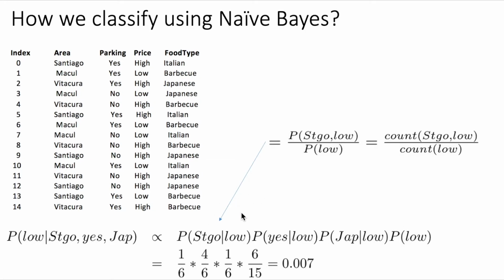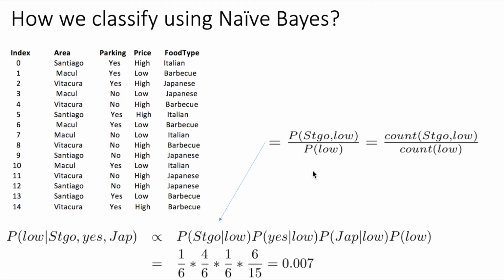For example, the probability of Santiago given low price can be calculated with this expression. This is one of the basic laws in probabilities. You can memorize this as: recall that every time you pass a variable that is on the right side of the conditioner, you need to divide by the probability of that variable. So here we are passing low; we have Santiago and low, but we need to divide by the probability of low.